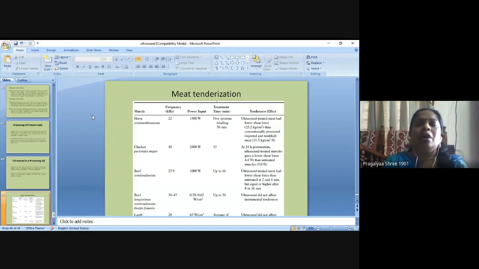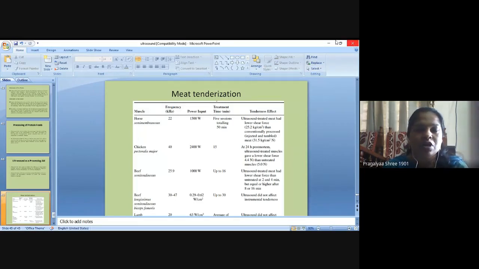I told you that meat tenderization is a vast area where we are using ultrasound treatment. In the case of horse meat, the tenderization frequency is 22 kilohertz and the power input is 1500 watts, as they have given. Ultrasound treated meat has lower shear force than the conventionally processed one. For chicken, they are using 40 kilohertz and 2400 watts, and the time is 15 minutes. Beef and lamb, all of these also use ultrasound treatment.